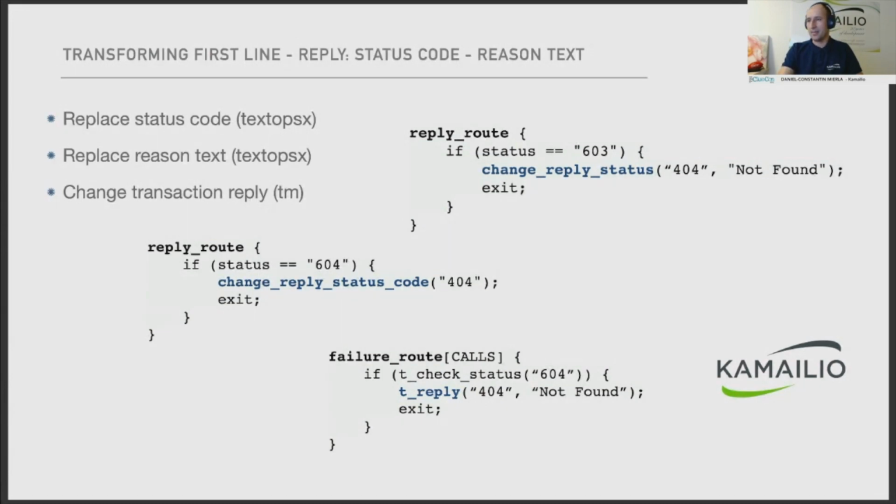And in our example here in the failure route, if it's a 604, we change it to a 404 reply code from the transaction, just to see a comparison, the same example, of how it can be done with the 3 functions.